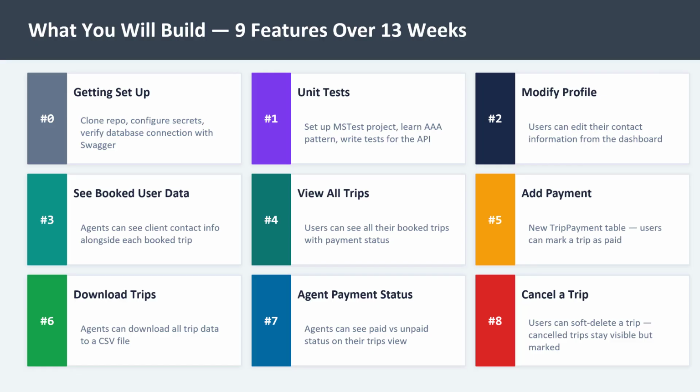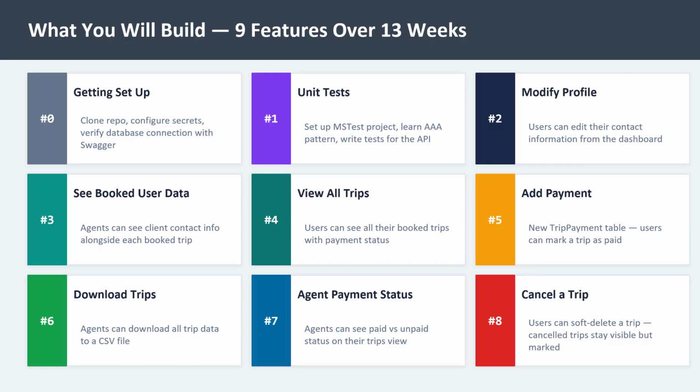Features 2 through 8 are actual application features, giving the user the ability to modify their profile, to see booked user data in our agent view, viewing of all trips, payment methodology, downloading, agent payment status, and cancellation of trips.